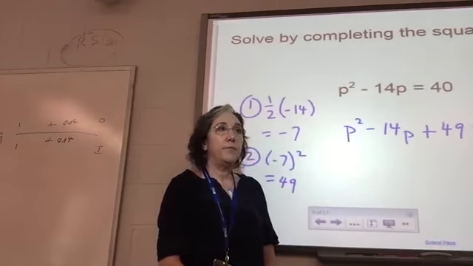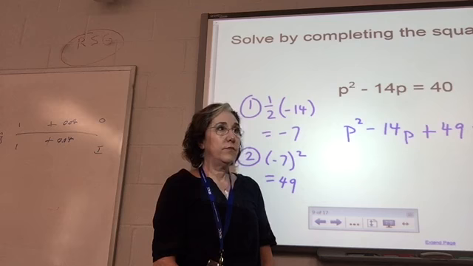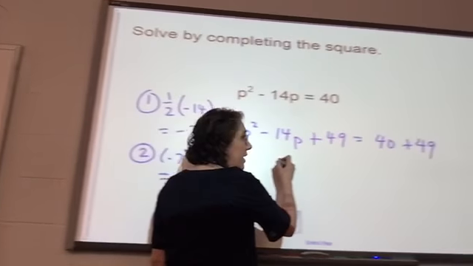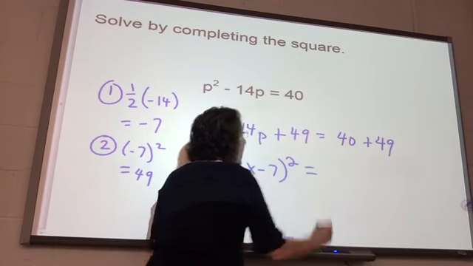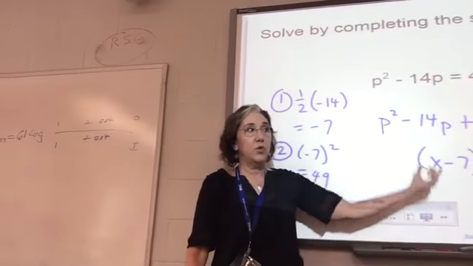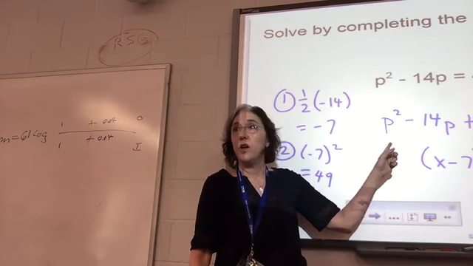Okay, what's the next step? You take what's on the left. What is it? Yes, x minus 7 squared. That was the whole point. We were trying to write a binomial squared. We created a perfect square trinomial.